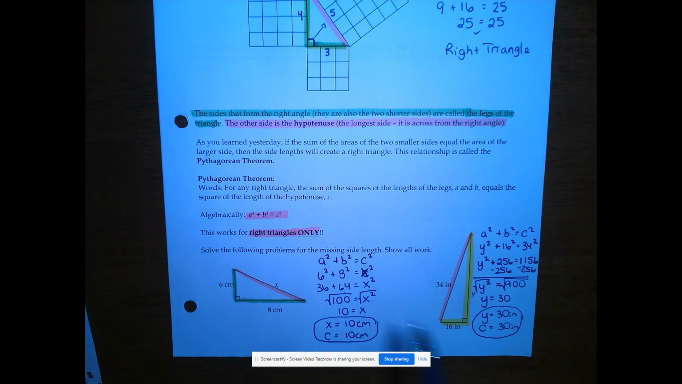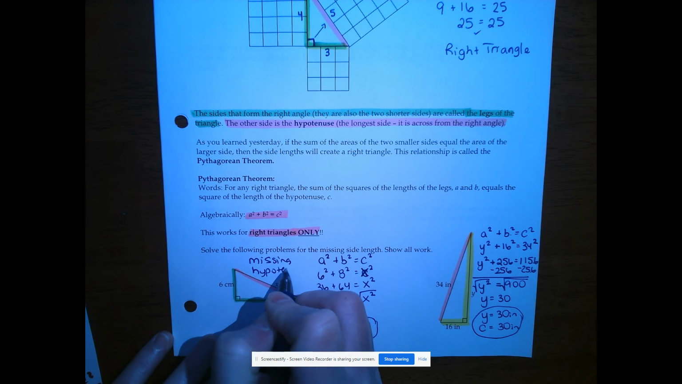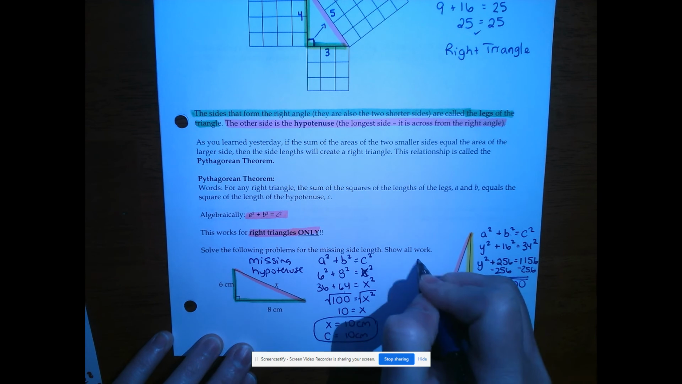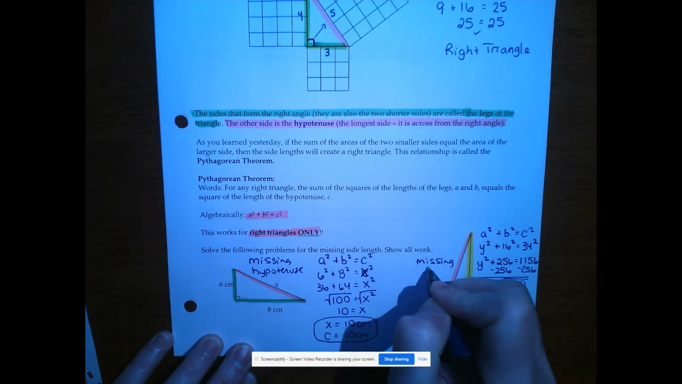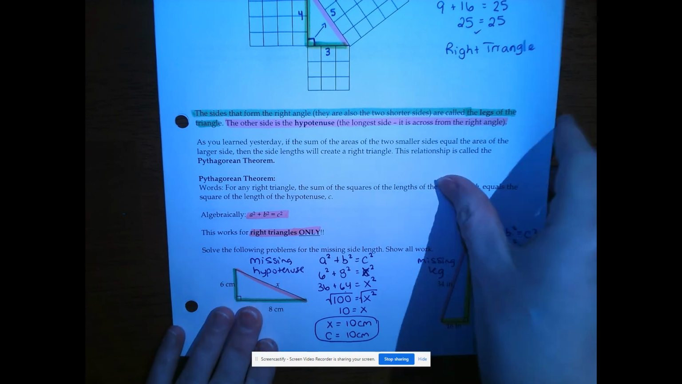But you'll notice there was a different way of solving it. I still used a squared plus b squared equals c squared on both. This one had a missing hypotenuse, and this one had a missing leg. And the solving was slightly different. So if you're going to go back and reference one of these, check your paper, check the problem that you're doing, see if you have a missing leg or a missing hypotenuse, and then you'll know which one your work should look like.